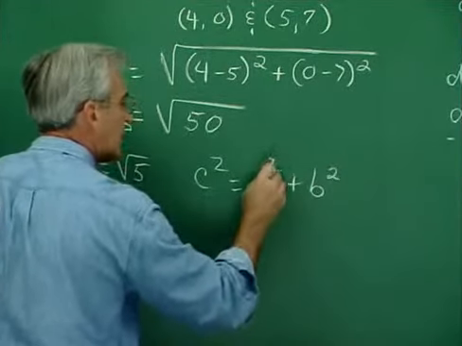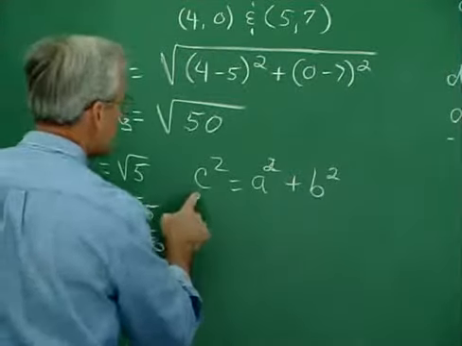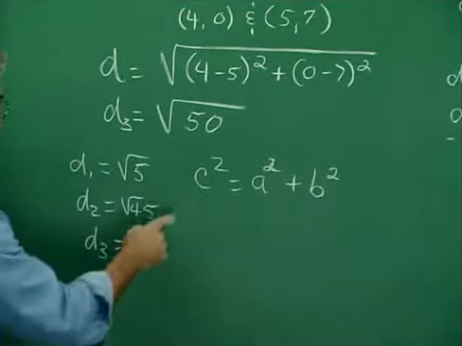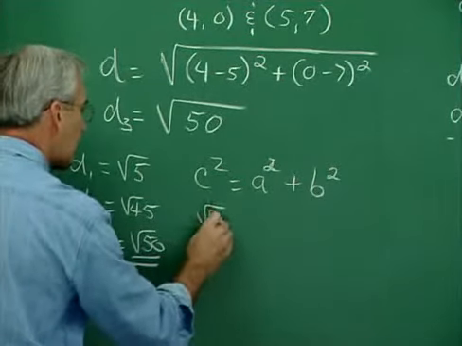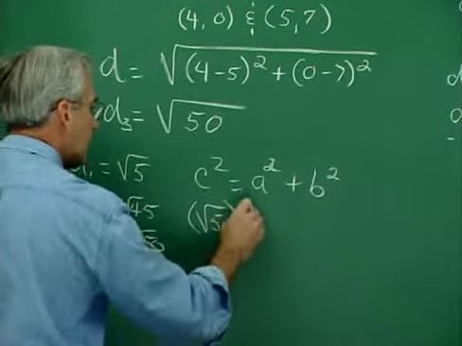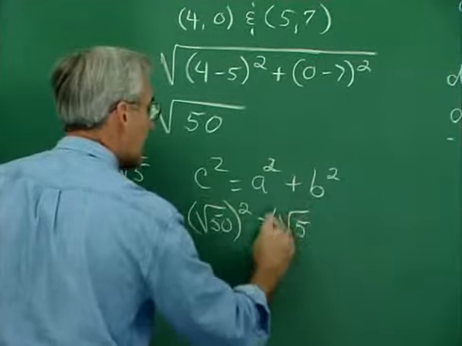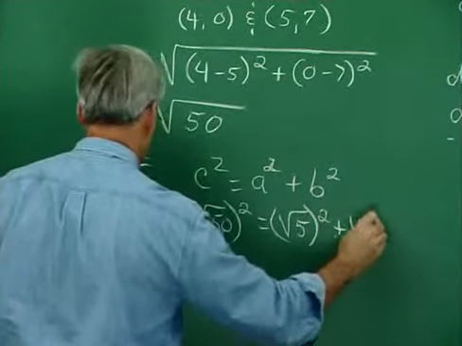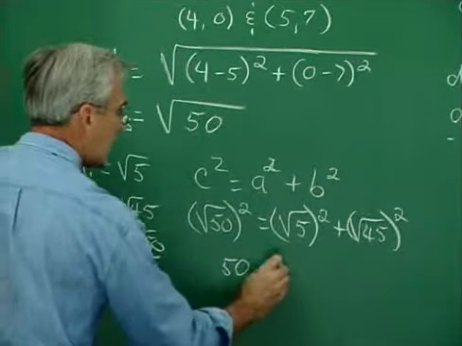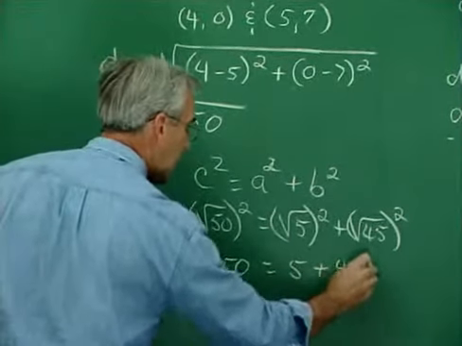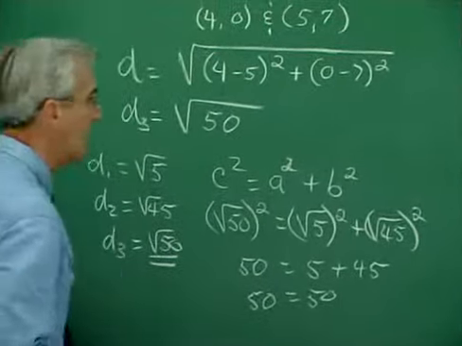Well, gee, what's A and B? Well, A and B are the legs of a supposed right triangle, and C is the hypotenuse. C is the longest side. What would be the longest one of these? Oh, it would be this. So is it the case that the square root of 50 squared equals the sum of the squares of the other two sides? That's the square root of 5 squared plus the square root of 45 squared. So this would be 50 equals 5 plus 45. Oh, sure, 50 is indeed equal to 50, and therefore we do have a right triangle.